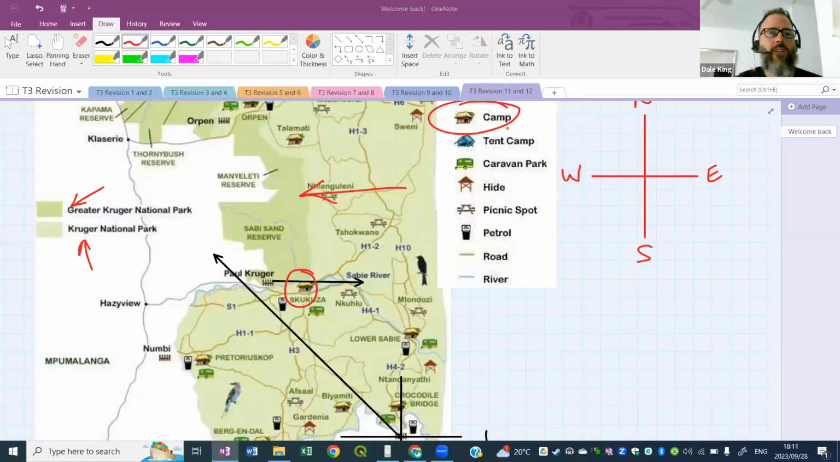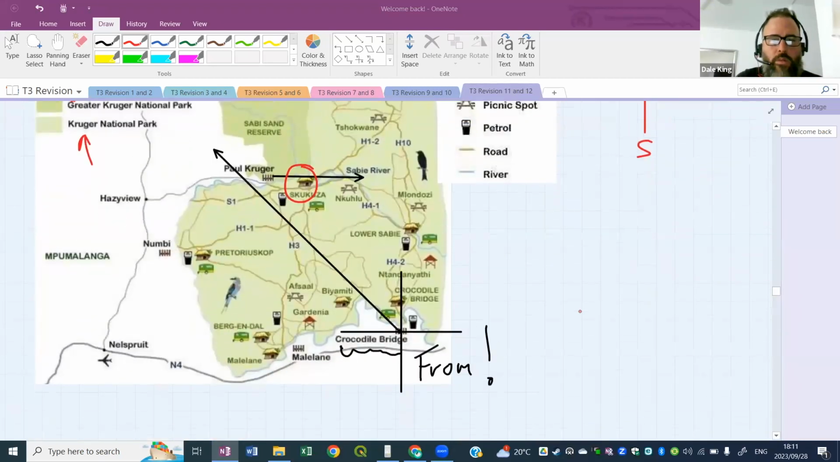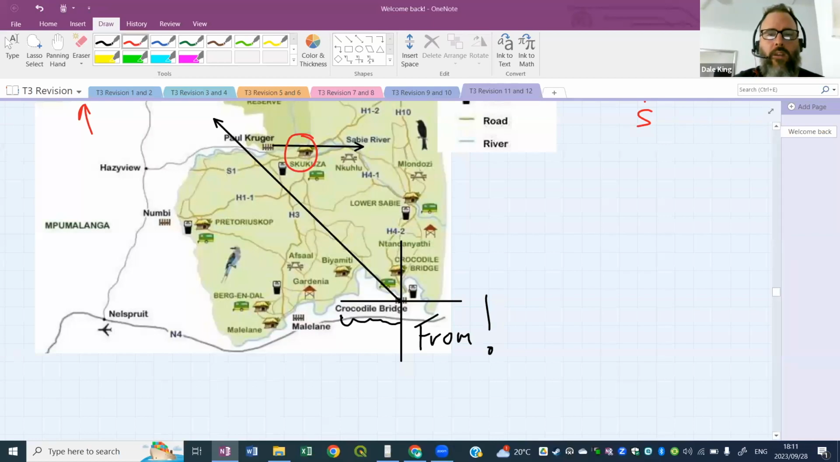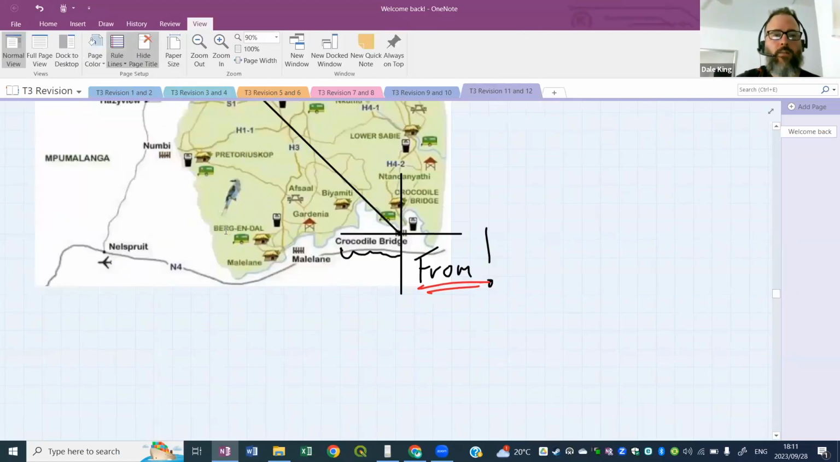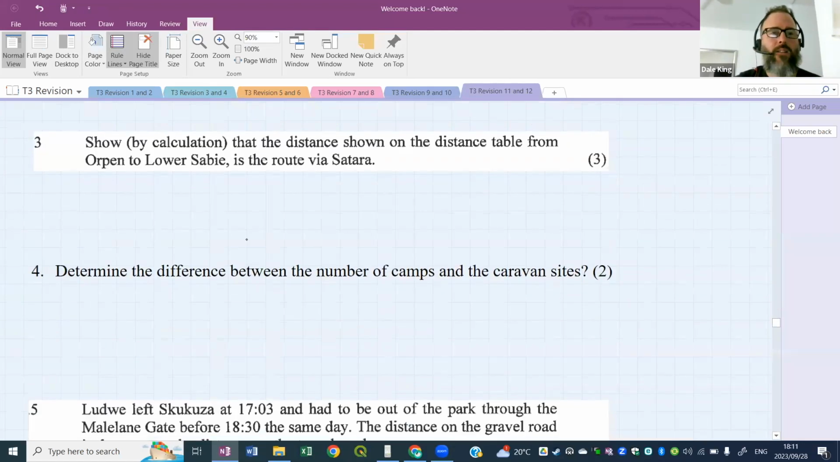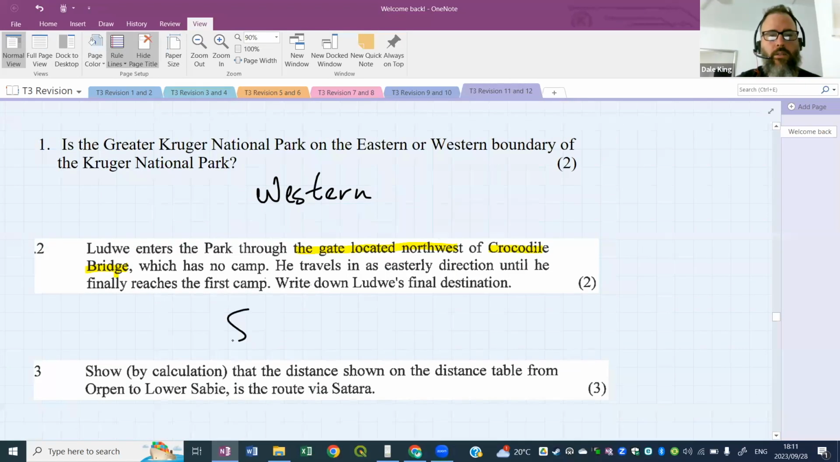So a little bit of a direction question here. Just remember the point that you're going from is where you put your compass, and then we drew a line northwest. That was the closest gate, the Paul Kruger, and then we drew a line east, and we could see that the first camp he hits when he goes east is the Skukuza camp. So that must be the right one there. Let's put that down. Nice and easy tonight, eh? Skukuza.